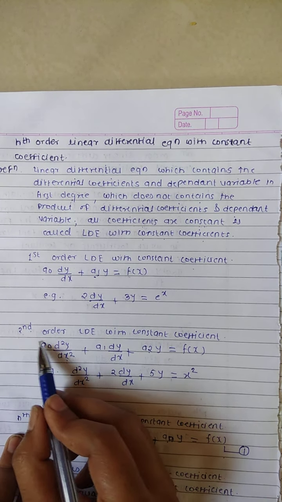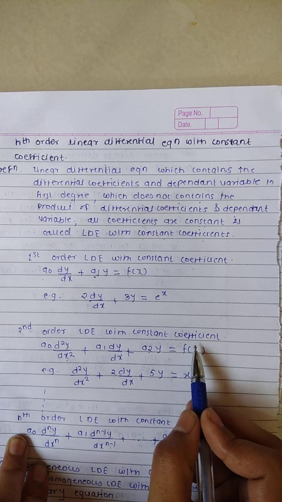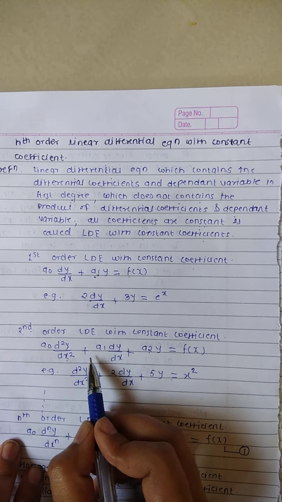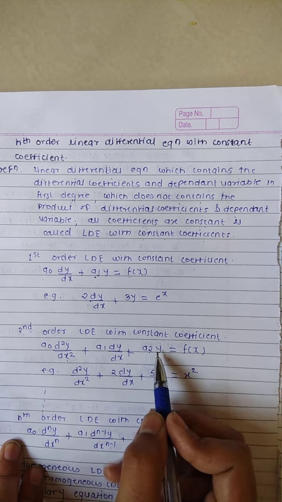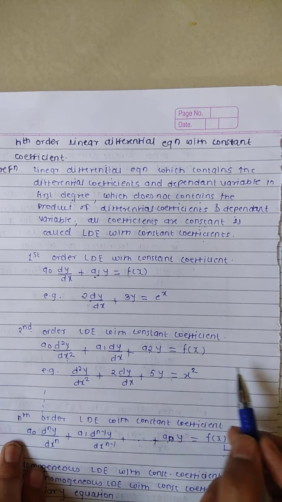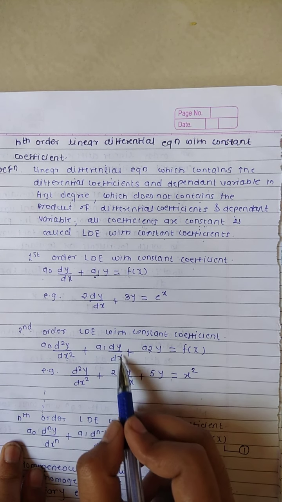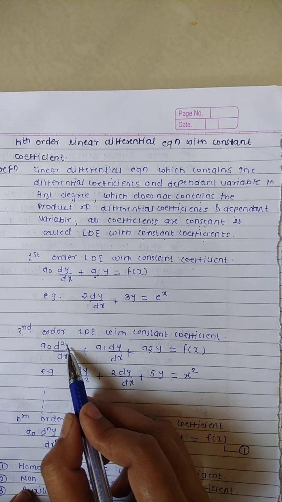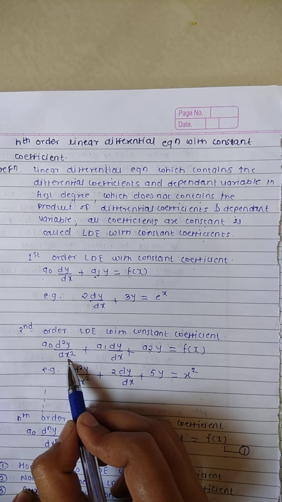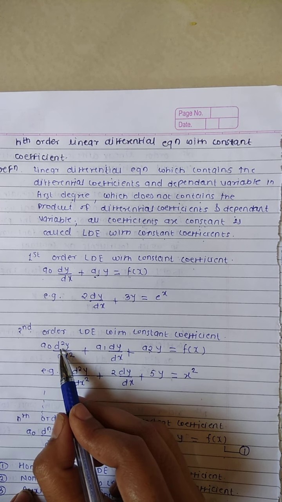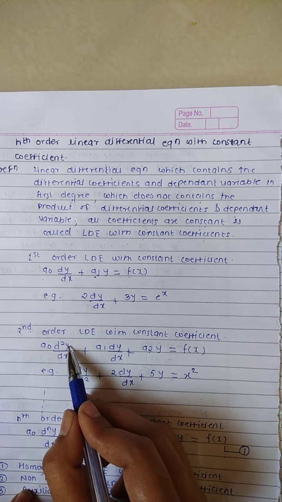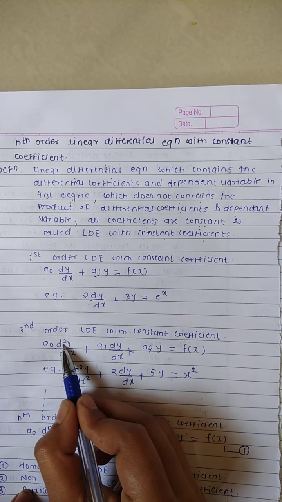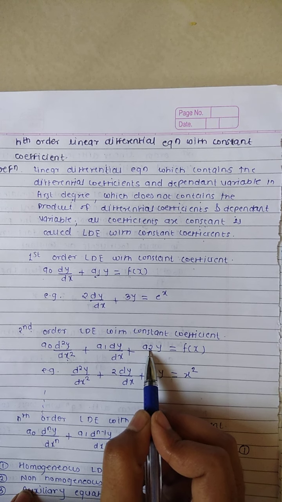Now second order linear differential equation with constant coefficient: a0 d2y by dx square plus a1 dy by dx plus a2 y is equal to f of x. Now d2y by dx square and dy by dx are differential coefficients. Here y is the dependent variable, x is the independent variable, and there is no product of differential coefficients and dependent variable. So this is second order linear differential equation with constant coefficient.